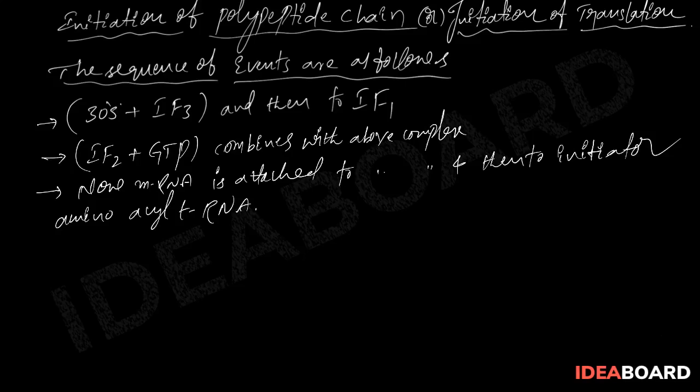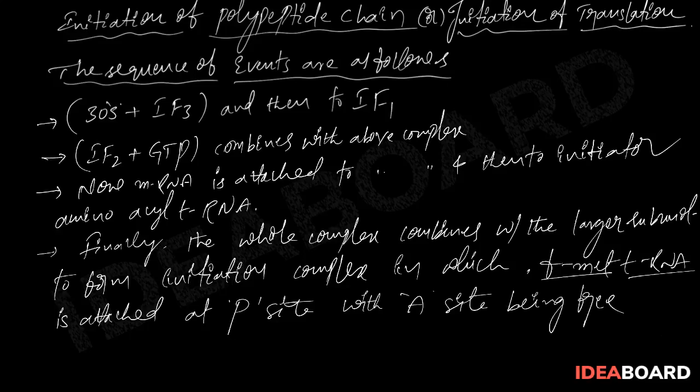Finally, the whole complex combines with the larger subunit to form the initiation complex. So in the fourth stage, the whole complex combines with the larger subunit to form the initiation complex, in which formyl methionine tRNA is attached at the P site with the A site being free.